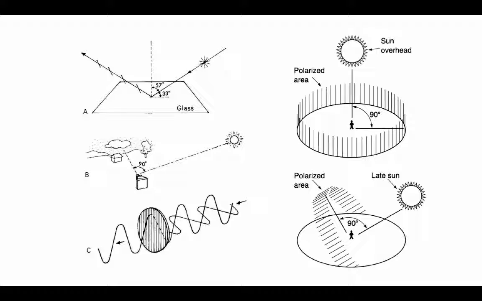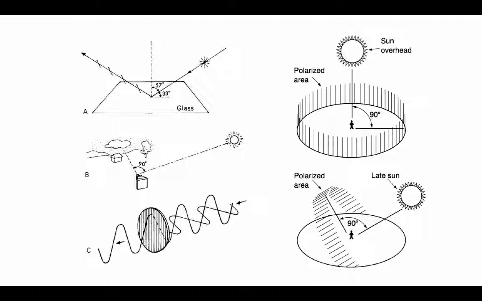So these diagrams illustrate some of those concepts and methods. On the left-hand side, on the top one, we have Brewster's angle. In this case, it's a glass surface, and at 57 degrees, the angle of incidence, we get polarized light. As I say, it depends on the refractive index of the material, but it doesn't vary much around 57 degrees. There are slight variations, but it's roughly about the same angle.